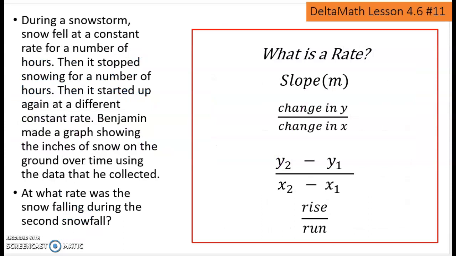All right, let's look at another section. We have a word problem. Go ahead and read through this one, pause, and then I will break it down step by step.